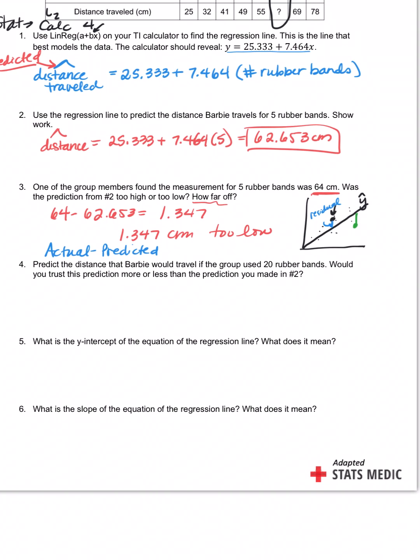Now it says predict the distance that Barbie would travel if the group used 20 rubber bands. Now we're just doing what? Plugging in 20, aren't we? Okay. So the distance would be 25.333 times 20. And I get 174.613 centimeters.